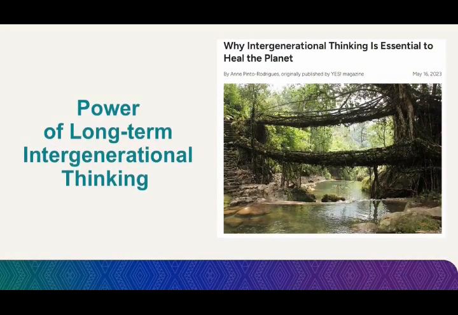As I said, this is a long-term intergenerational thinking idea, and this is a picture of rubber tree bridges from the north of India. These are bridges that build over generations to make impassable waterways able to be crossed. Somebody will plant a rubber tree on each side of the waterway. They know that they're not going to be alive when that bridge is finished, but that their grandchildren or great-grandchildren will be able to pass this waterway once these bridges have grown, I guess, across the river.